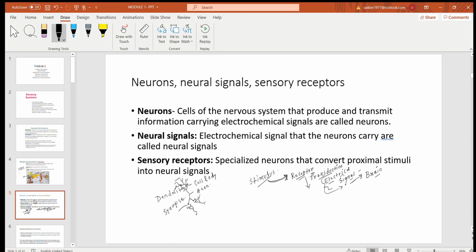And once the electrical signal is produced, then the signal can be sent to the brain through the nerves. Okay, and that's why signal transduction is extremely important inside the receptors.